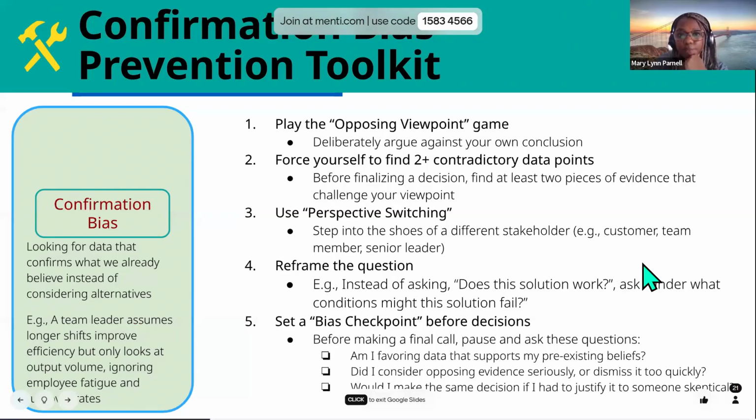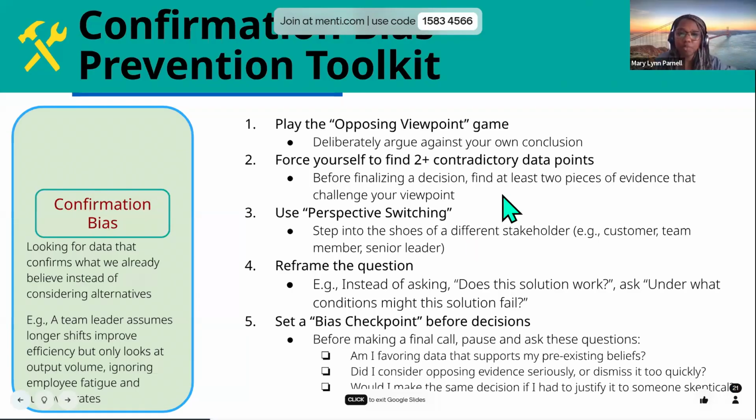All right. So confirmation bias. We hear the word bias a lot in different realms as well. But when we look for data that only confirms what we believe instead of considering alternatives, we really need to employ a lot of safeguarding. The first is playing the opposing viewpoint game. So deliberately arguing against your own conclusion. There's an expression, playing devil's advocate, right? Really bringing in that other perspective.